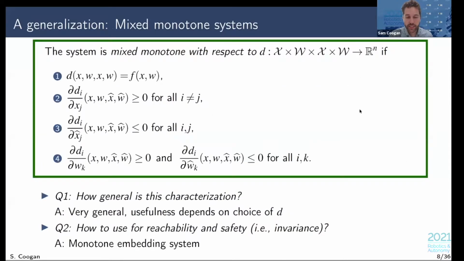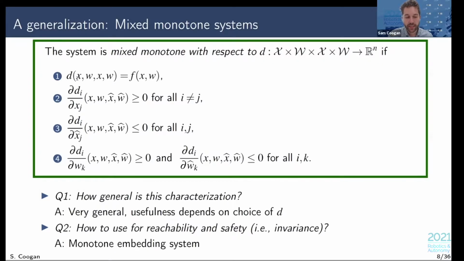So a generalization of the notion of monotonicity that we're focusing on in this talk is this concept of mixed monotonicity. So here's the definition of mixed monotonicity. We say a system is mixed monotone with respect to a certain decomposition function d if the following properties hold. So first, notice that this decomposition function takes 4 arguments. It takes 2 state-like arguments, x and x hat, and it takes 2 disturbance-like arguments, w and w hat. And it needs to satisfy these properties.